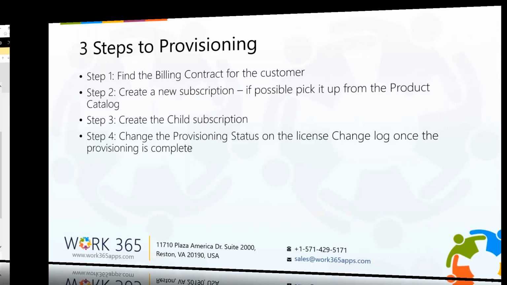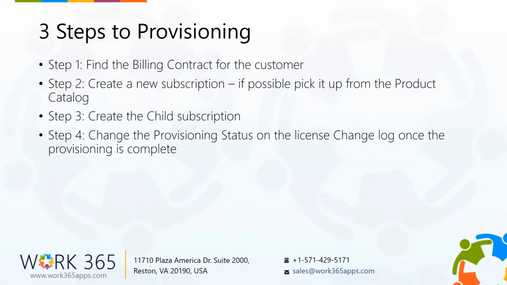All right, so just to summarize what we did, we identified the billing contract. We created the child and parent subscriptions. We associated them with the relationship of the child and parent. We changed the provisioning status. This is important, or it'll appear as an exception in your Work 365 Manager dashboard as a pending task.